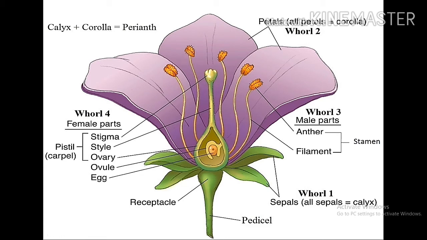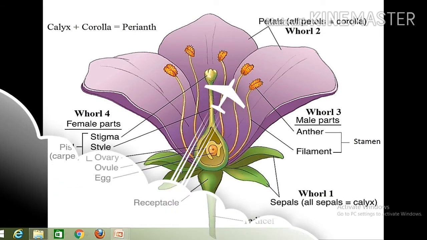Now let us come to the second whorl, that is the petals. These violet colored structures are known as petals, and the collection of these petals is known as corolla. These petals are found in different colors because they attract the pollinators for the process of pollination. Calyx and corolla together is known as perianth. Here you can see calyx and this corolla are together known as perianth.